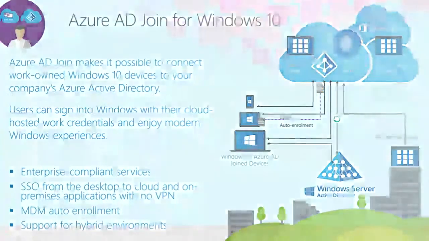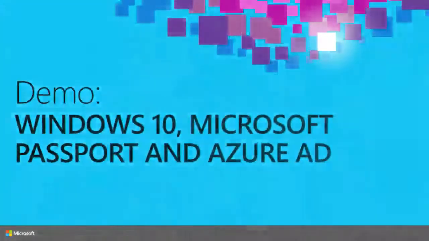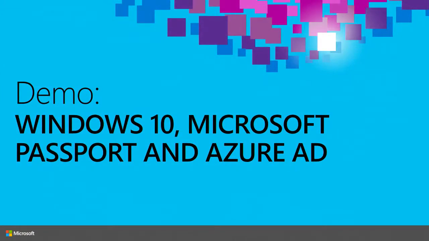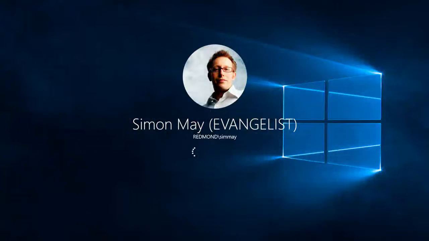Now, I'm going to try and hope that the internet is working. I'm going to show you very quickly what that looks like. I'm going to move across to this machine. I'm just signing into it so you don't see my password. There we go. It's really signing in as me. Hopefully.